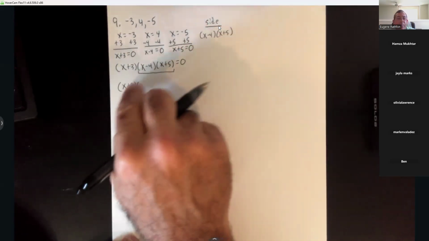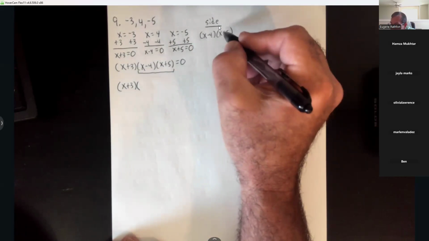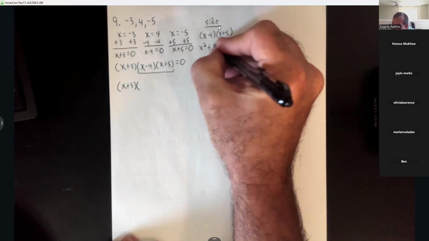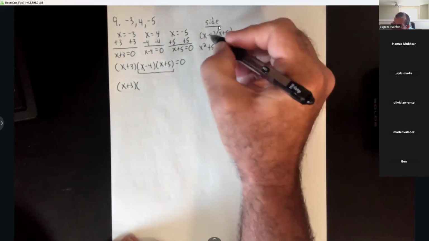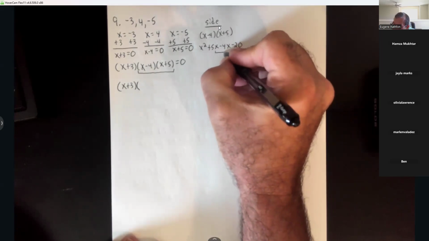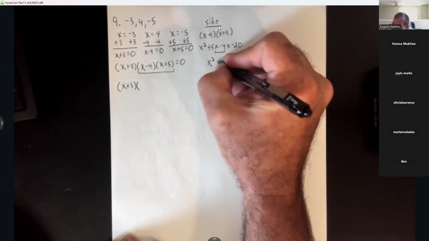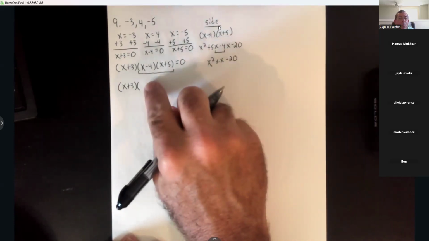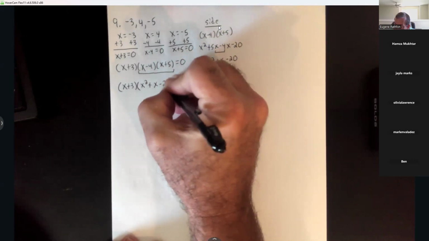So if I do them on the side, it keeps me from having to keep rewriting everything as I go through, okay? All right, so we had an x times the x is an x squared. X times 5 is 5x. Negative 4 times x is negative 4x. Negative 4 times 5 is negative 20. I'm going to add my like terms, so I get an x squared. 5 and negative 4 leave me 1x, and then minus my 20. So that's going to go over here now. X squared plus x minus 20.